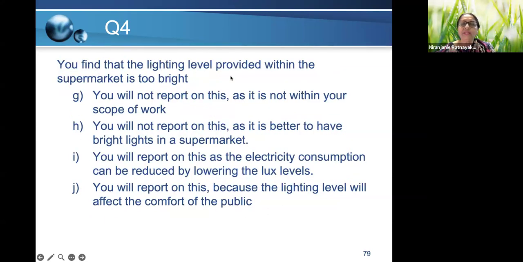Then you will find that the lighting level provided within the supermarket is too bright. You will not report on this as it is not within your scope of work. You will not report on this as it is better to have bright lights in a supermarket. You will report on this as the electricity consumption can be reduced by lowering the lux levels. You will report on this because the lighting level will affect the comfort of the public.